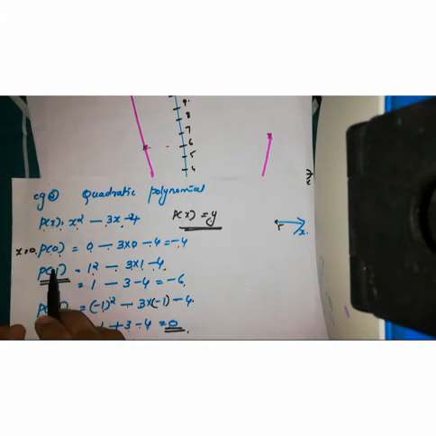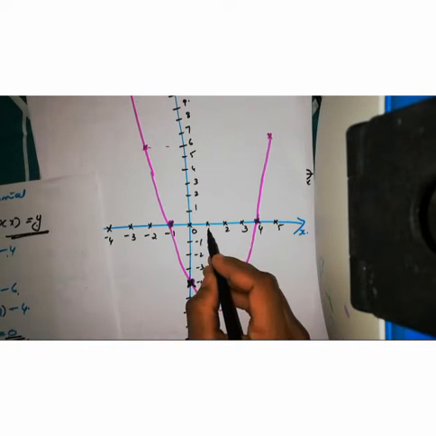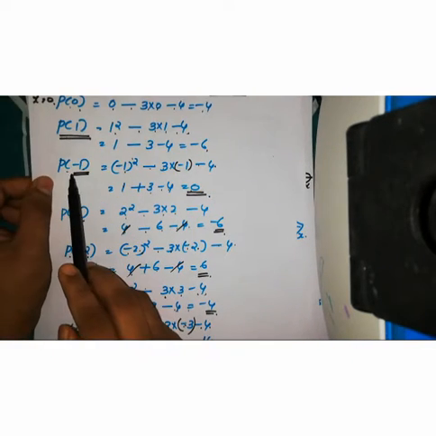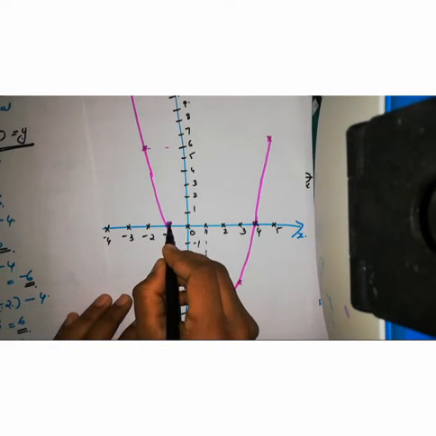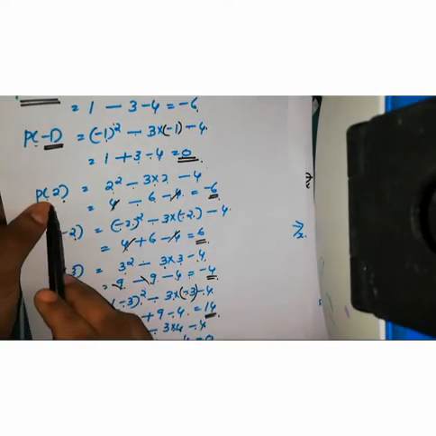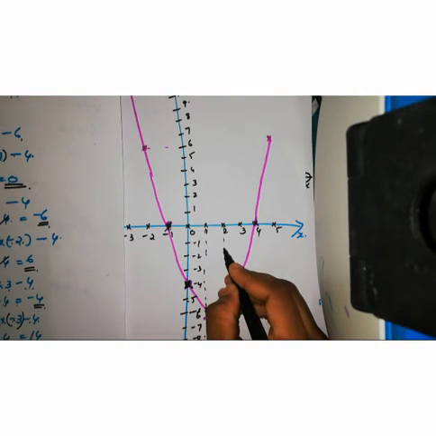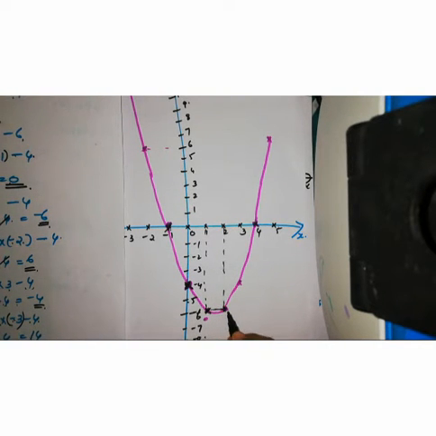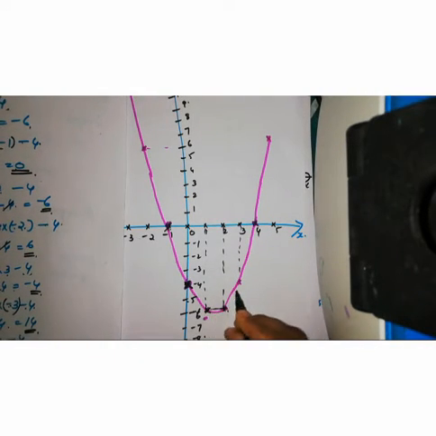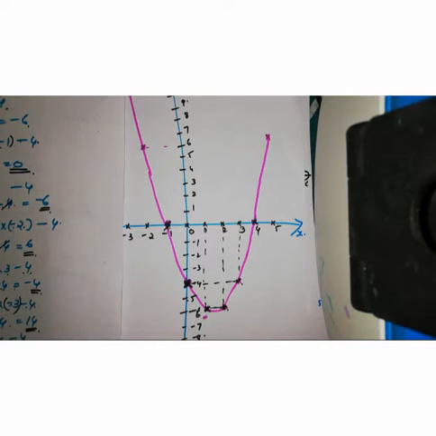When x is equal to 1, we got the value as minus 6. Then x is equal to minus 1, we got 0. Then x is equal to 2, we got again minus 6. When x is equal to 3, we got minus 4. You draw this on a graph paper. So it is very easy to understand.